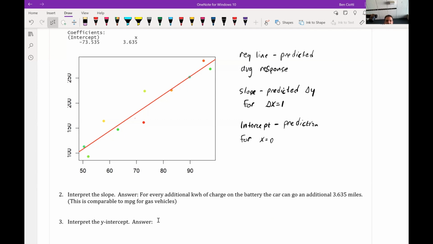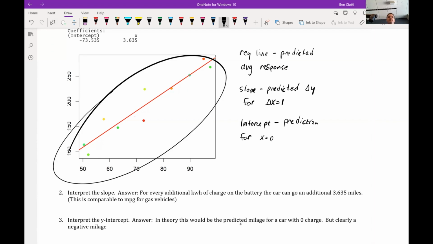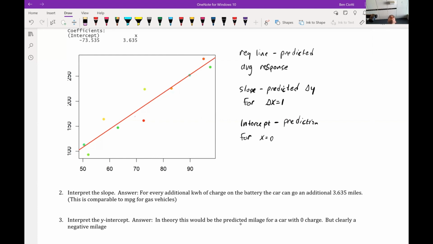Good. Very good. So in theory, this would be the predicted mileage for a car with zero charge, but clearly a negative mileage makes no sense. What, like you don't plug your car in at all and you can still go 73 miles backward? Yeah, that's obviously nonsense. So this is outside the scope of the model, as you can infer from the fact that we have no x values near zero.